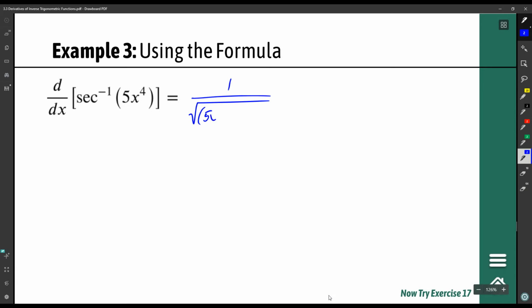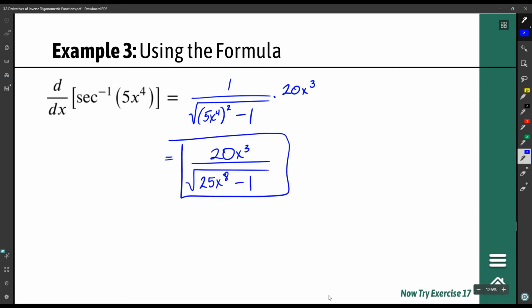So this is a 5x to the 4th squared minus 1, and then by chain rule times the derivative of 5x to the 4th. So that's 20x to the 3rd. So let's simplify a little bit more. We've got 20x to the 3rd over the square root of (5x to the 4th) quantity squared, minus 1. It's going to be 25x to the 8th minus 1, and we have our derivative.